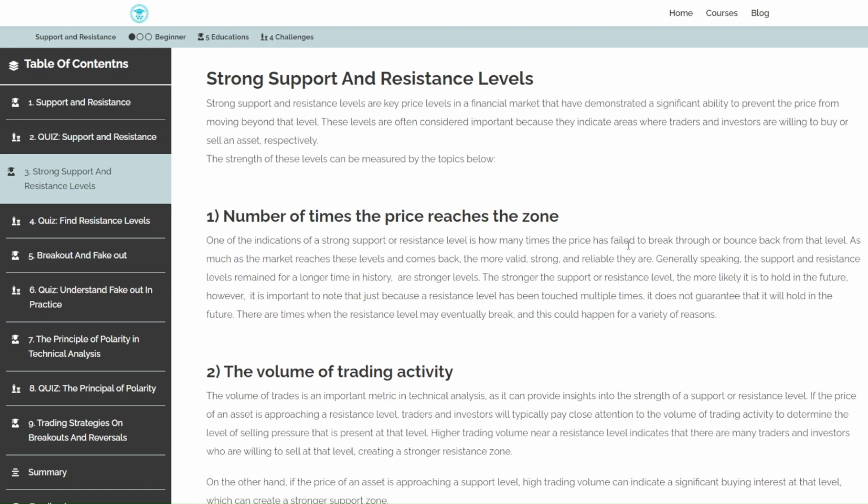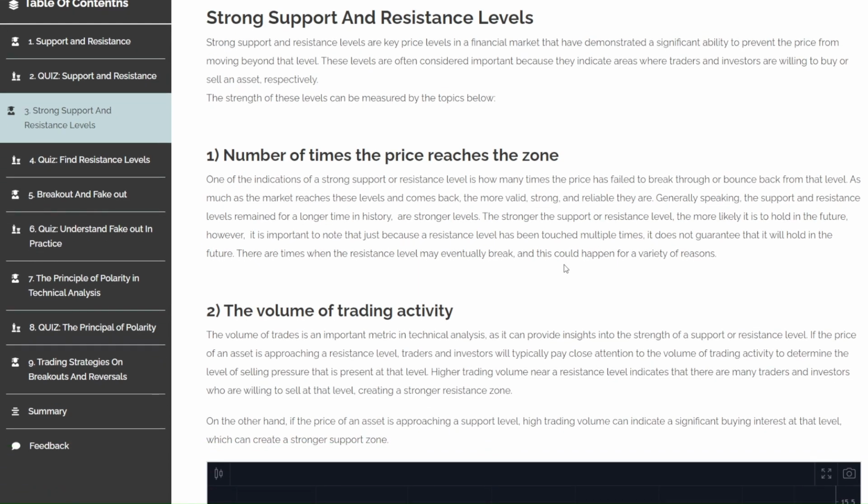There's a couple of factors that we can talk about that make a support or resistance zone much stronger, because it is important. If traders find a strong support or resistance zone, they can make a valid decision to buy or sell an asset. So one of the important ones is the number of times the price reaches the zone.